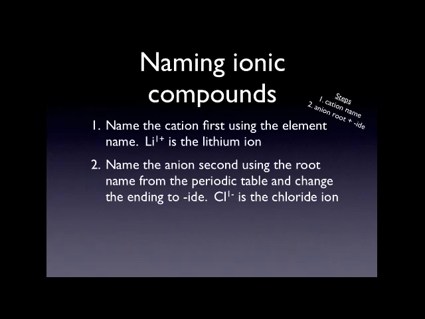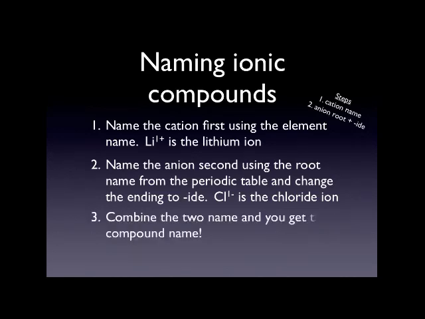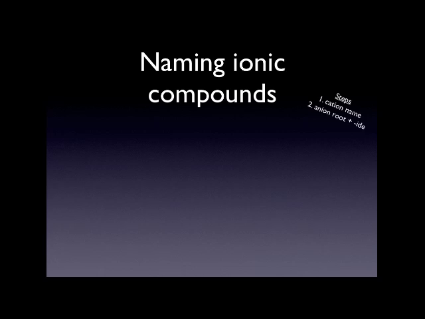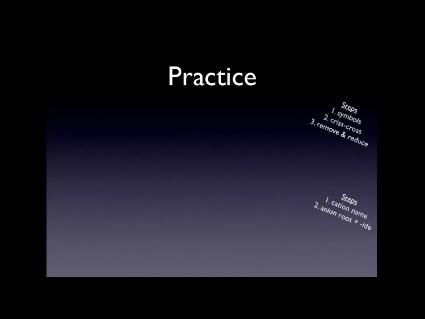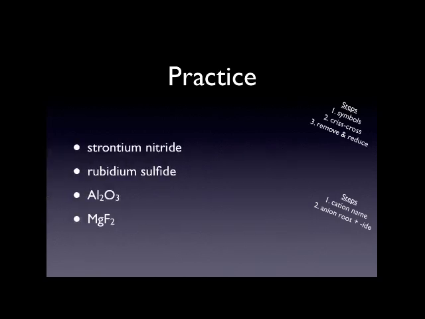So the cation keeps its name. The anion just changes the ending to IDE. Combine them and you get the name. So there's our example. If we had lithium, LiCl, lithium and chlorine, that's lithium chloride. Nice. Let's do some practice with these simple rules here. Just to keep it fresh in your mind, we're still going to try and do 2 steps each.